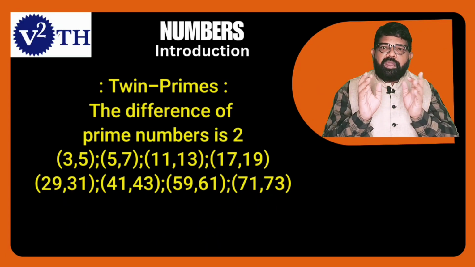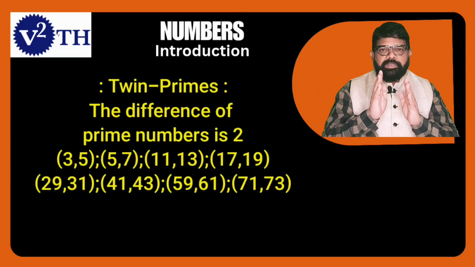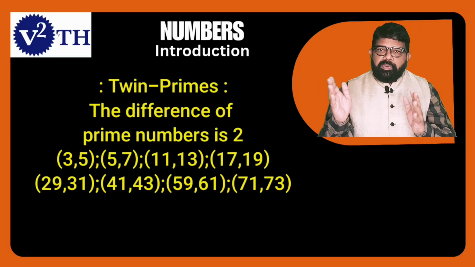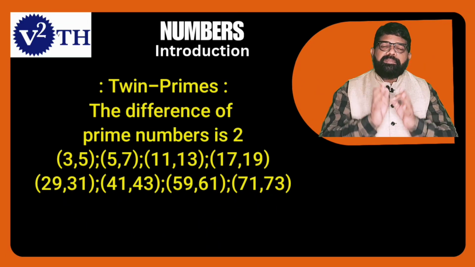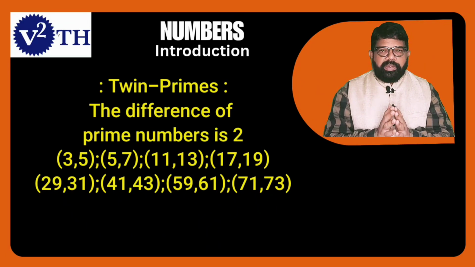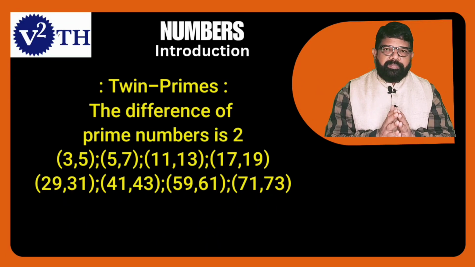So 3, 5 is called a twin prime pair. Next is 5, 7, 11, 13, 17, 19. Up to 100, 8 twin primes are there. By practicing that also you have to put in your mind the twin primes list up to 100.